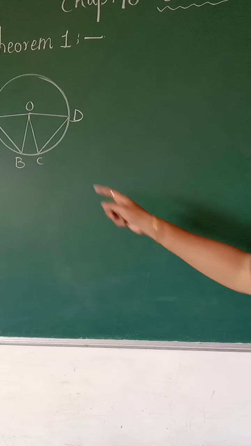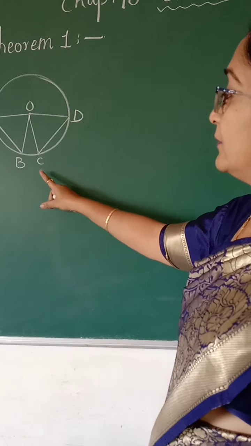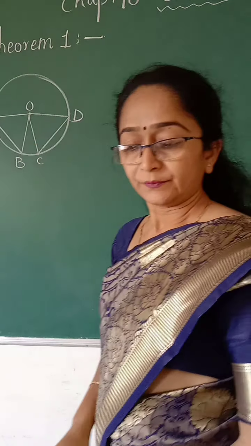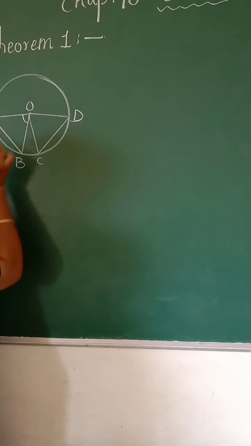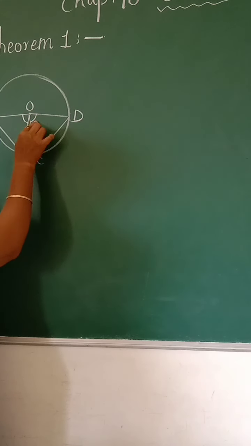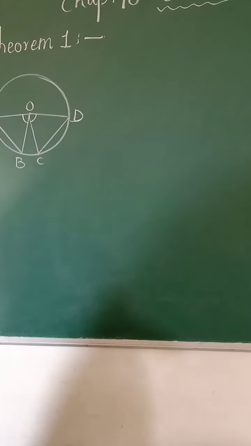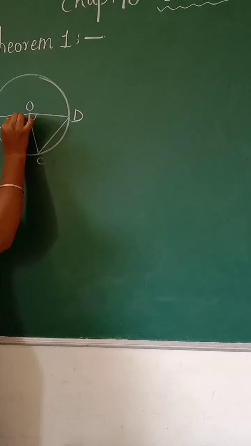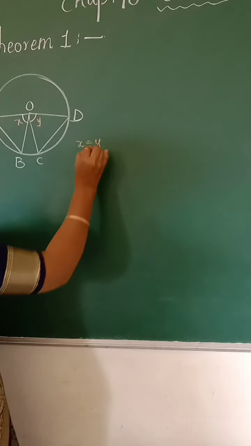So students, in this figure, AB and CD are the two chords which are equal. That means they are of equal length. Now what is our theorem? Equal chords of a circle subtend equal angles at the center. So these are the two angles. This is the angle subtended by the chord AB at center O, and this is the angle subtended by the chord CD at center O. We have to show these two angles equal. Suppose I represent this angle as x and this angle as y. We have to show x is equal to y.